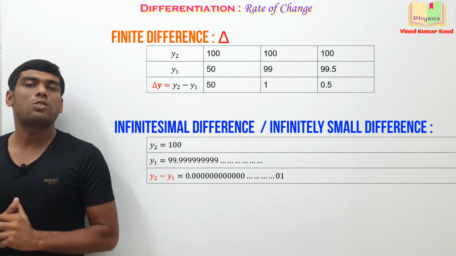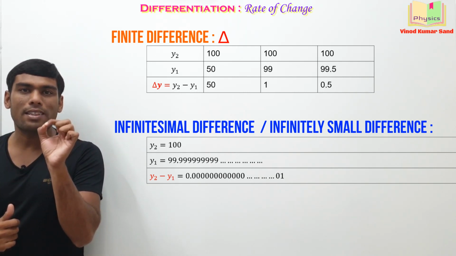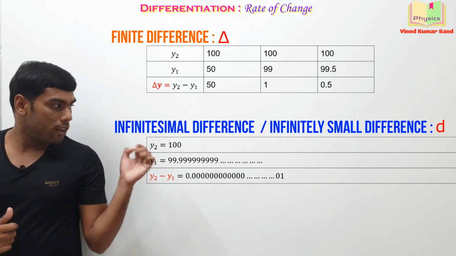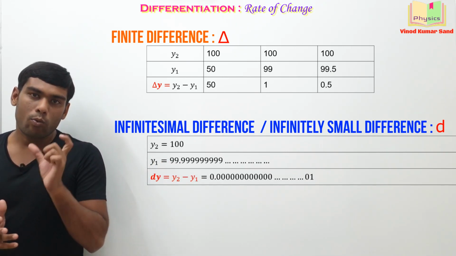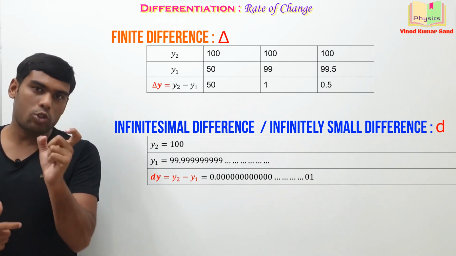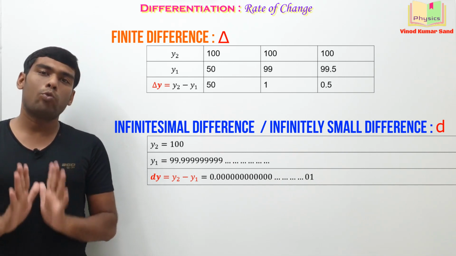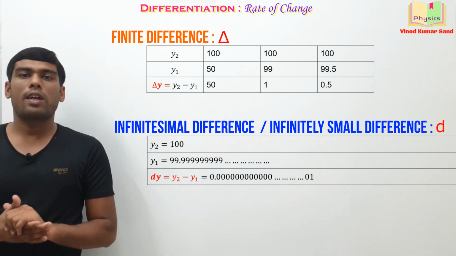This kind of difference is known as the infinitely small difference and it is indicated by the symbol d. So here y2 minus y1 we can write as dy. What is the meaning of the dy? Very small change in the values of y. Getting my point? Let's take practical example.